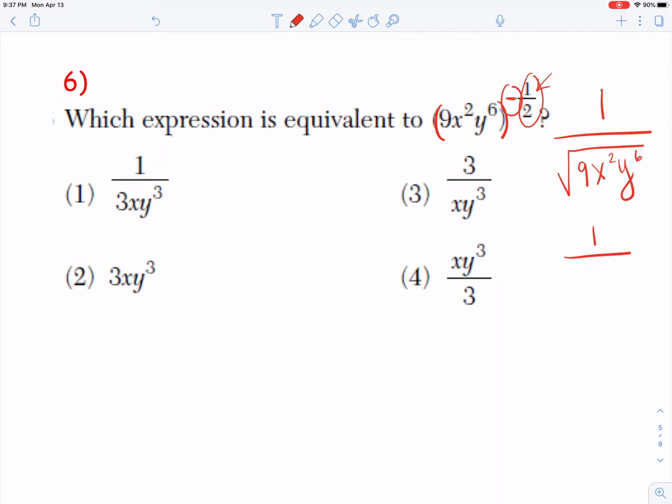So the 1 is on top. The square root of 9 is 3. When you're taking the square root of the exponents, you're taking half of them. So it's going to be x to the first power, y to the third power. So which choice is equivalent to that? I believe that it's choice 1.